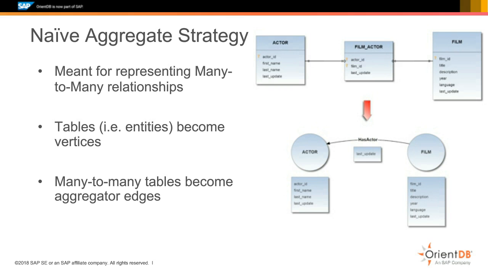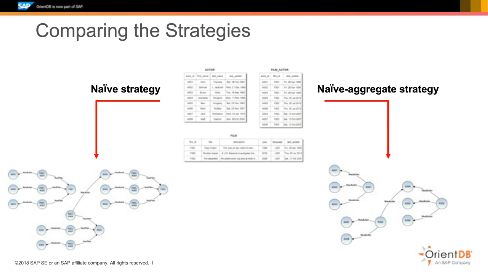When we compare the two strategies that Robert talked about, the naive and naive aggregate, it's important to remember that both turn the RDBMS relationships into graph vertices and edges. But the naive aggregate is much more efficient because it actually removes that junction table and, in turn, the extra vertex and edge that would be created. There is an edge between the two primary tables that turn into vertices, and that edge itself may have properties just as that junction table did.